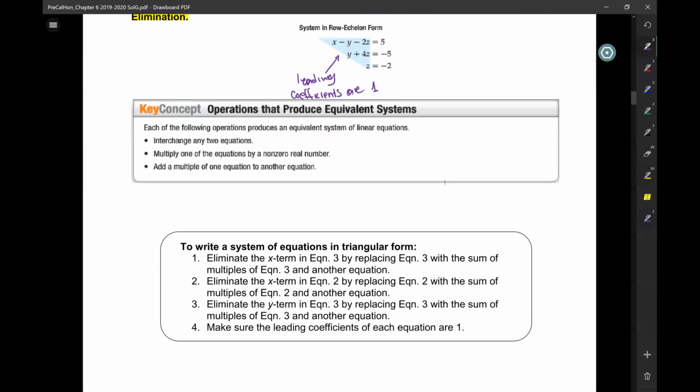Okay, so what are some things you can do here? There are some operations you can do that are free of charge, okay? One thing you can do is interchange any two equations, right? You can swap them. You can multiply one equation by a number, like multiply through by 2. You can add two equations to each other. Remember how you used to multiply one by 2 and then add it to the other one?